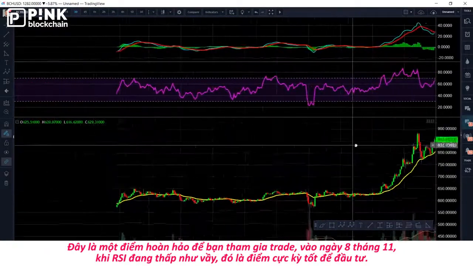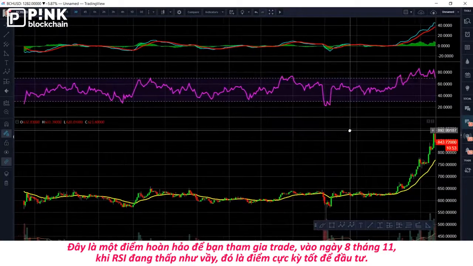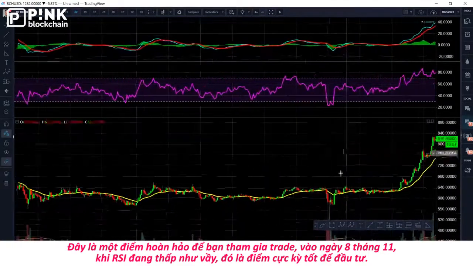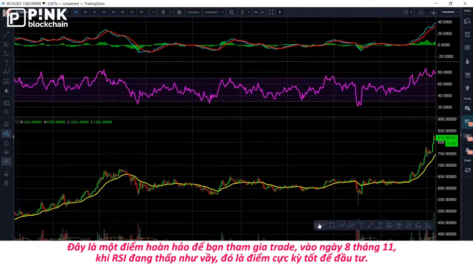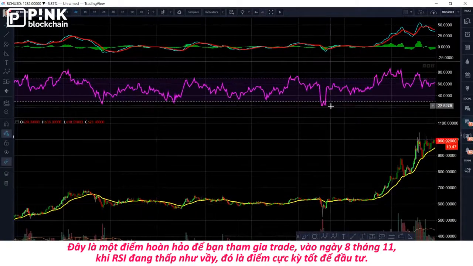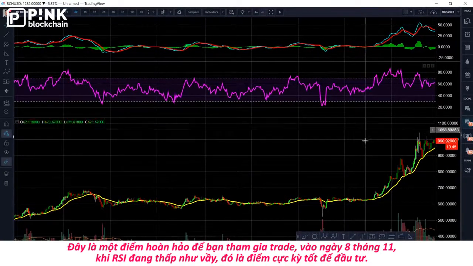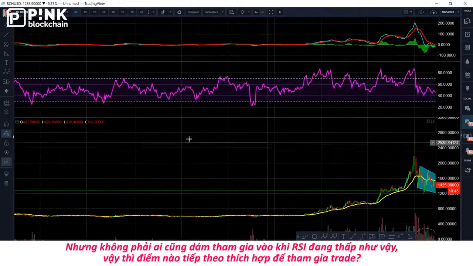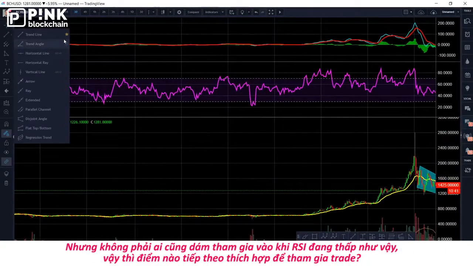This would have been the perfect point for you guys to enter, to be quite honest. It would have been November 8th when it was getting ridiculously low, right? Where we peaked out right here. That would have been obviously the best point to enter, but not many people caught it that low. So where would be the next point to enter?